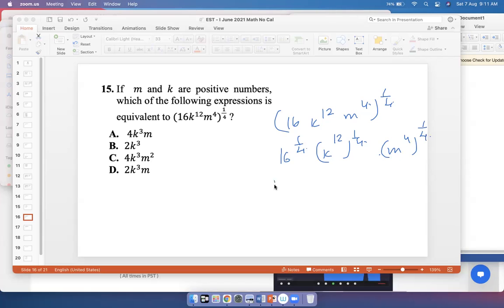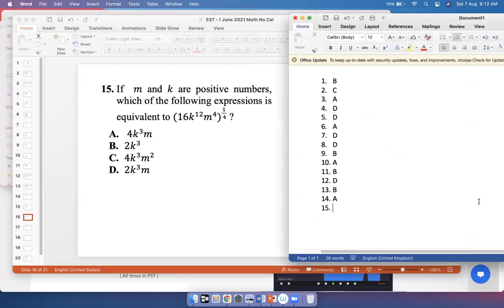16 to the power 1 by 4 is the fourth root of 16. k to the power 12 into 1 by 4 is k to the power 12 by 4. So that's k cube, and m to the power 1. And fourth root of 16 is 2. So 2k cube m. 2k cube m, option D. Okay, so 15 is D.